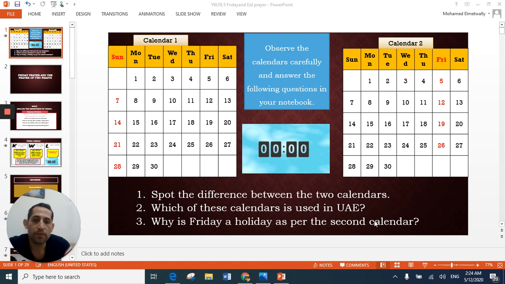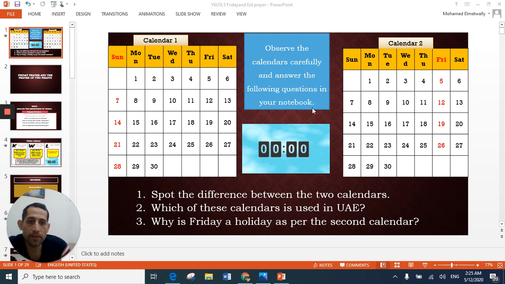You have 2 minutes to think. Now, the difference between the two calendars is, as you see here, the red on Sunday and here the red on Friday. And do you know what this means? The red one for these days here and here refers to the holidays, the days people are off and do not work.